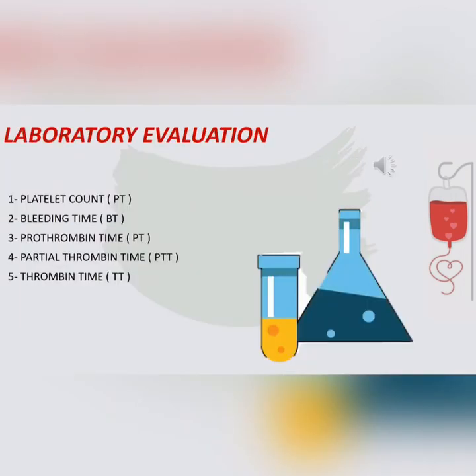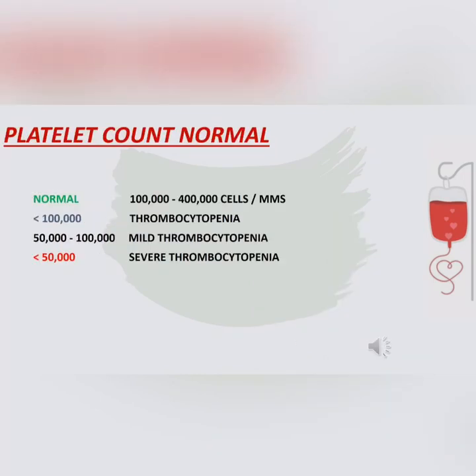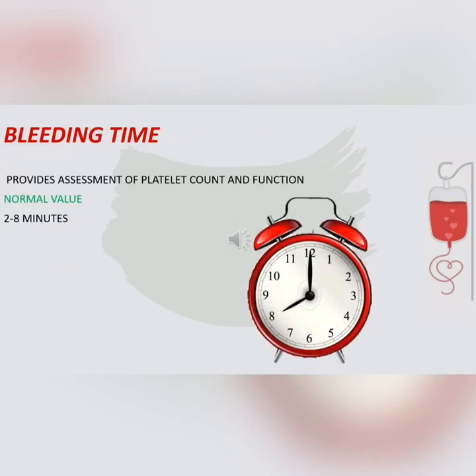Laboratory evaluation: we have platelet count, bleeding time, prothrombin time, partial thromboplastin time, and thrombin time. For platelet count, the normal value is 100,000 to 400,000 cells per cubic millimeter, and less than 100,000 indicates degrees of thrombocytopenia. Bleeding time provides an assessment of platelet count and function; the normal value is 2 to 8 minutes.